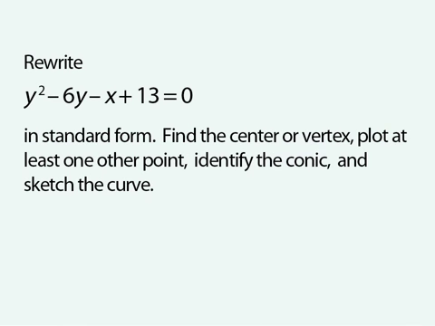Rewrite y squared minus 6y minus x plus 13 equals 0 in standard form. Find the center or vertex, plot at least one other point, identify the conic, and sketch the curve.